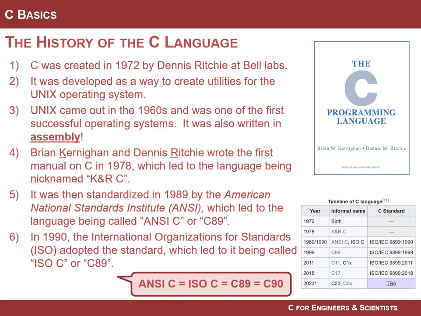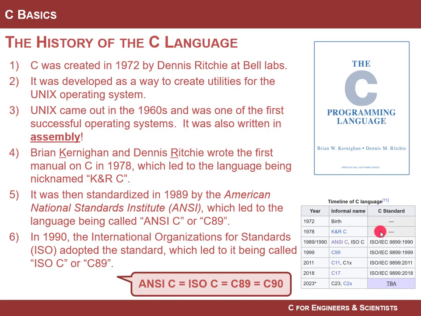A year later, in 1990, another standardization institute called the International Organization for Standardization, or ISO, adopted C. It came up with its own standard, which was exactly the same as ANSI C. It's just a different standardization body. That was called ISO C, and it was called C90. The important thing about all this is that ANSI C is the same as ISO C, is the same as C89, and that's the same as C90. So this should be C90 right here.